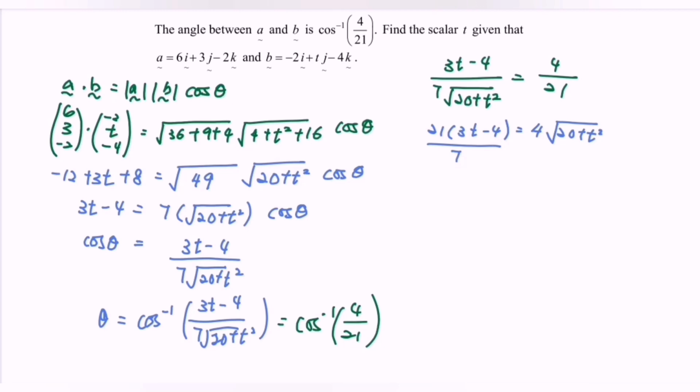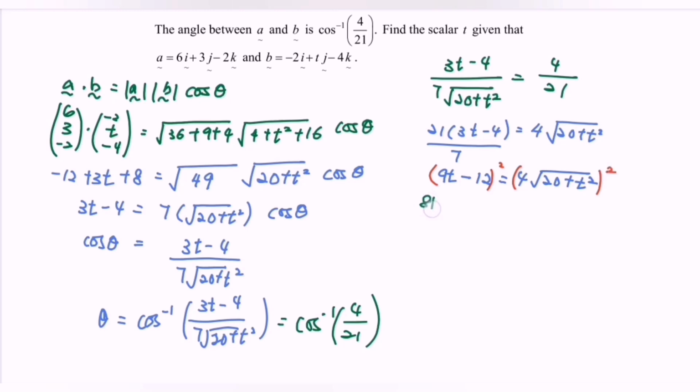So we have the 7 on the left hand side. Kindly simplify and we will have 3 multiplied with 3t minus 4. So here we will have 9t minus 12 equals 4 multiplied with the square root of 20 plus t squared. Next is to square both sides in order to eliminate the square root.